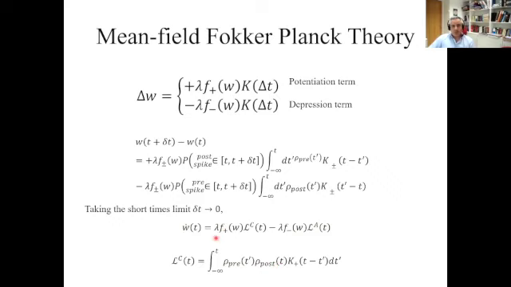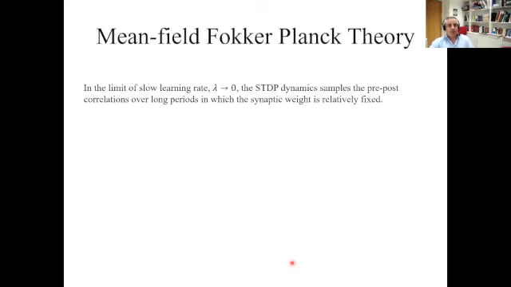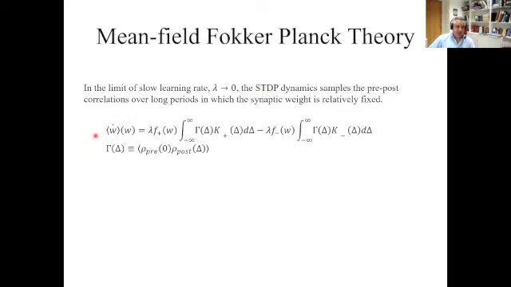However, in the limit of small lambda, essentially W will remain constant over large periods of time, on the order of 1 over lambda. So in this case, the dynamics will average the right-hand side over long time periods on the order of 1 over lambda, and we'll be able to replace the random variable by its mean. So in the limit of slow learning, when lambda goes to 0, we obtain a deterministic dynamics for the mean synaptic weight, and in this case, the distribution is very narrow.